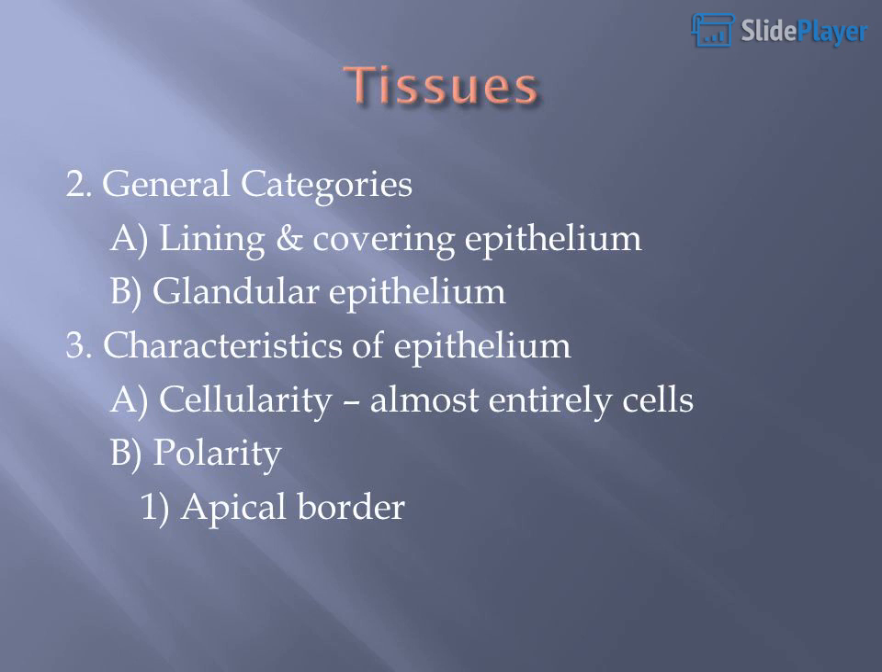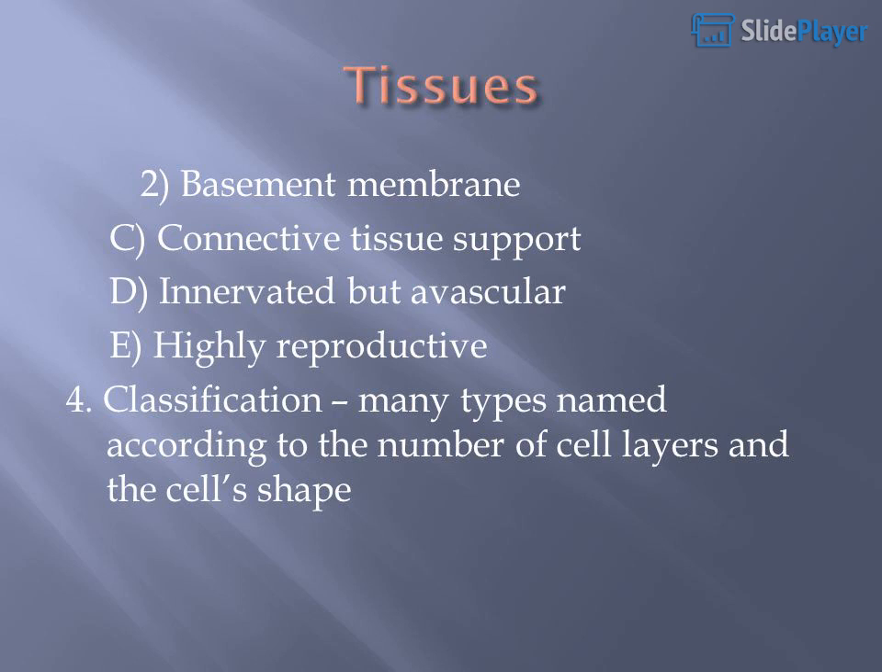3. Characteristics of epithelium. A. Cellularity, almost entirely cells. B. Polarity. 1. Apical border. 2. Basement membrane. C. Connective tissue support. D. Innervated but avascular. E. Highly reproductive. 4. Classification, many types named according to the number of cell layers and the cell's shape.